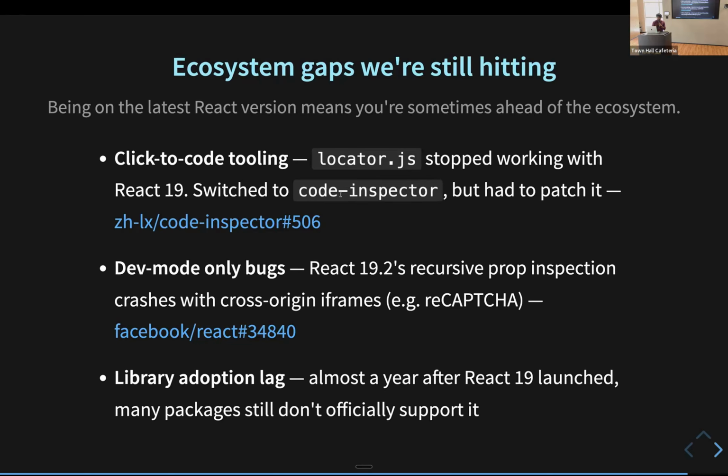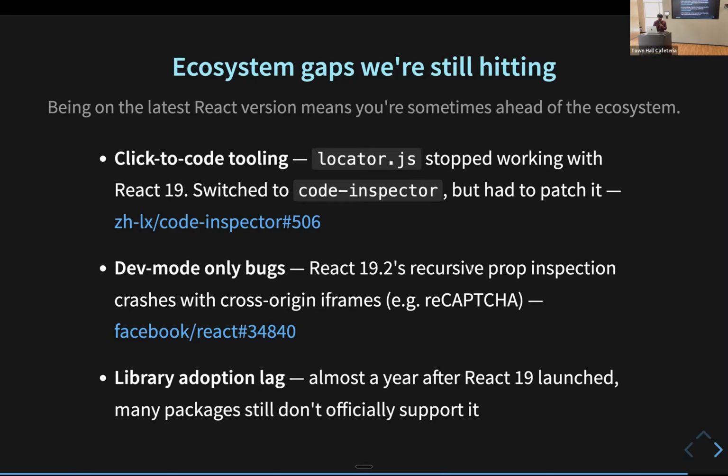So then we moved to a different tooling called Code Inspector, but again it was having a couple of gaps with 19. So we had to patch it. What you should try is, if you're seeing gaps in the ecosystem, just contribute back. It would help other people as well. Same thing with a dev mode bug which we encountered.